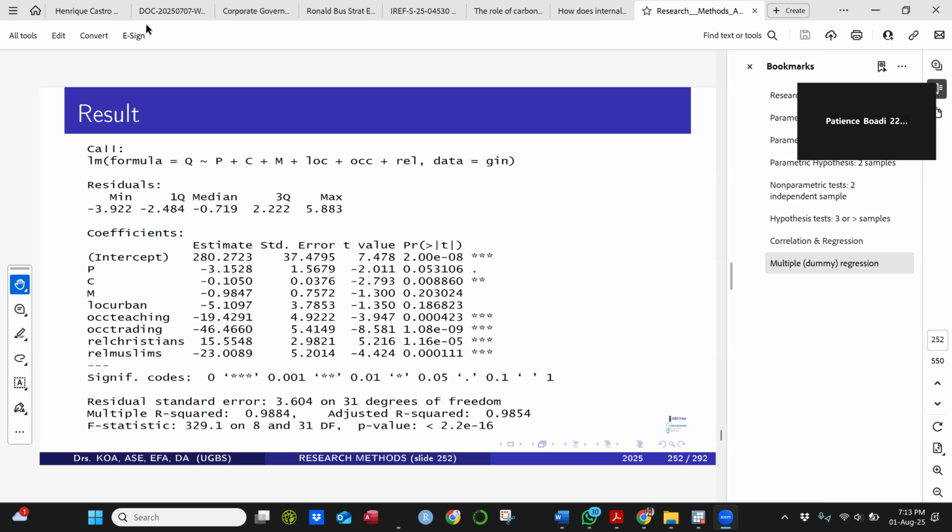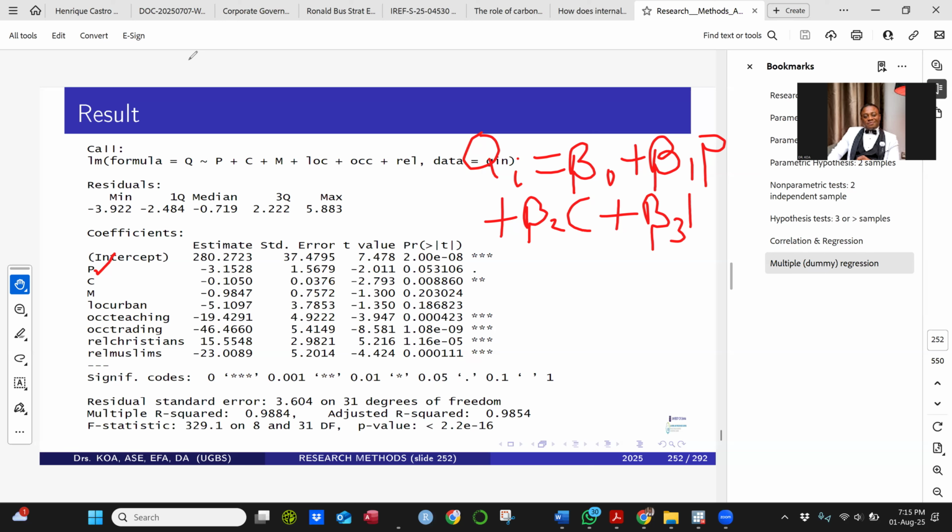What would you write again? Plus beta 3, and you attach M, the income. Then what would you write again? Beta 4, and then the location. It is lock urban. That is what is written on the output.